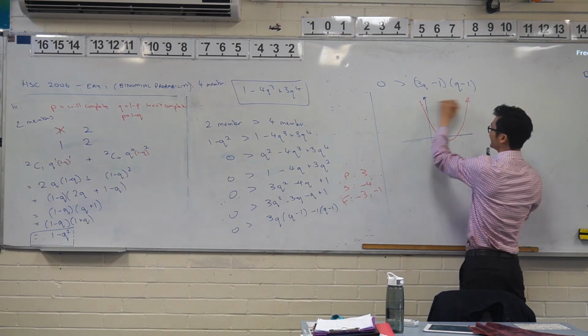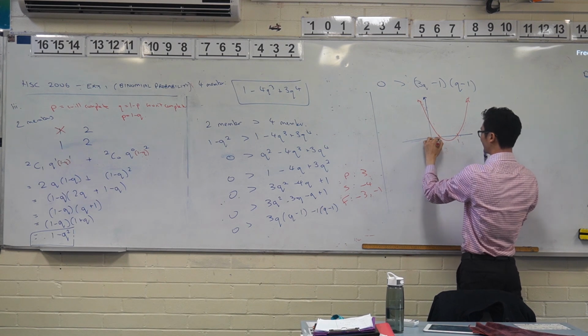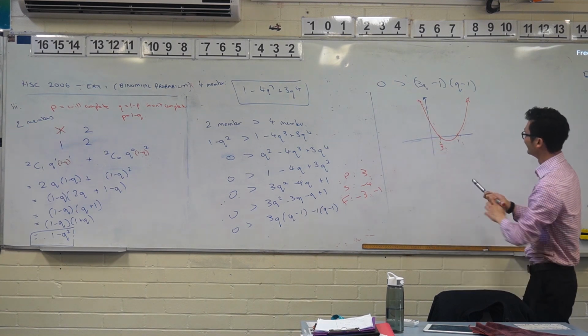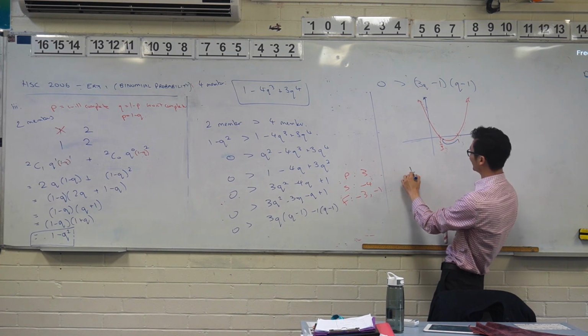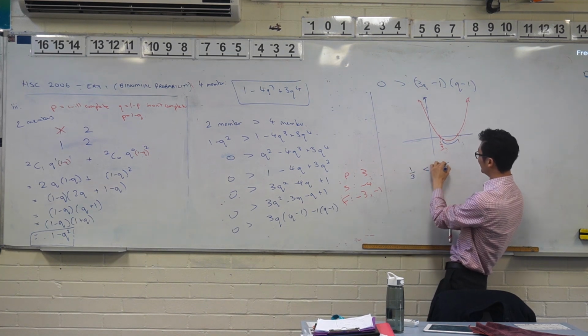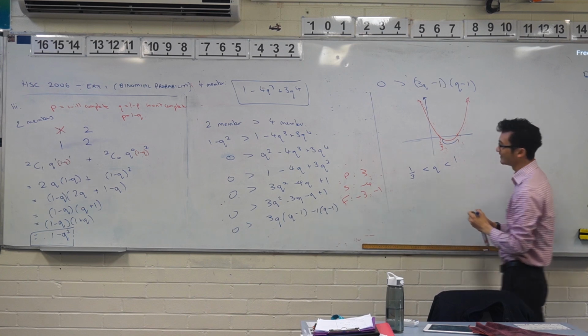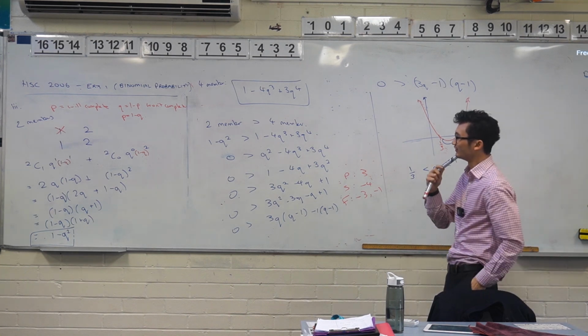So we want it less than 0. So then we just want a little bump. All right, so that's for q in between 1 over 3 and 1, and that's our answer for what values of q make this true.